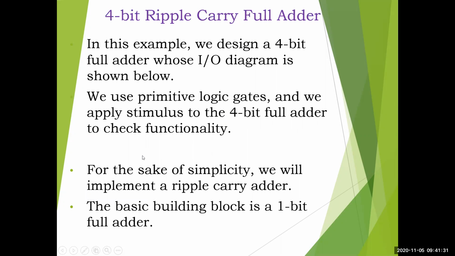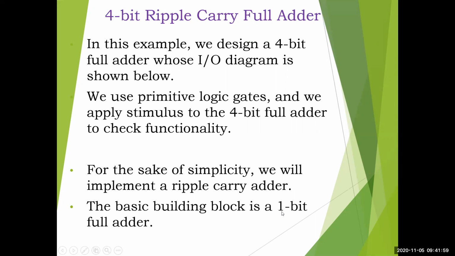In the 4-bit ripple carry full adder, we design a 4-bit full adder whose IO diagram is shown here. We also use primitive logic gates, and, or and not gates, as we have seen in the previous case, and apply stimulus to the 4-bit full adder to check the functionality. For the sake of simplicity, we will implement a ripple carry adder. There is a look ahead adder also; we'll see that in data flow description. Here we'll focus on the ripple carry adder.